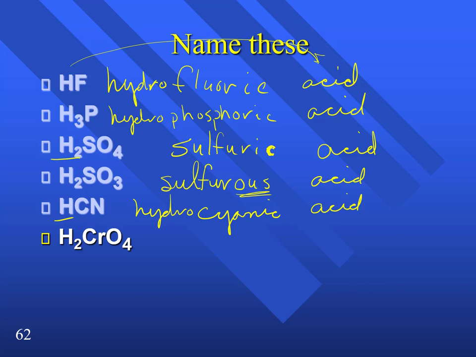H2CrO4. Second word, acid, because it starts with H. First word, does it get hydro? Nope. It's got oxygen. You either get oxygen or you get hydro. You can't have both. Now, CrO4 is called chromate. So this is chromate with the ate taken off and the ick stuck on. Chromic acid.